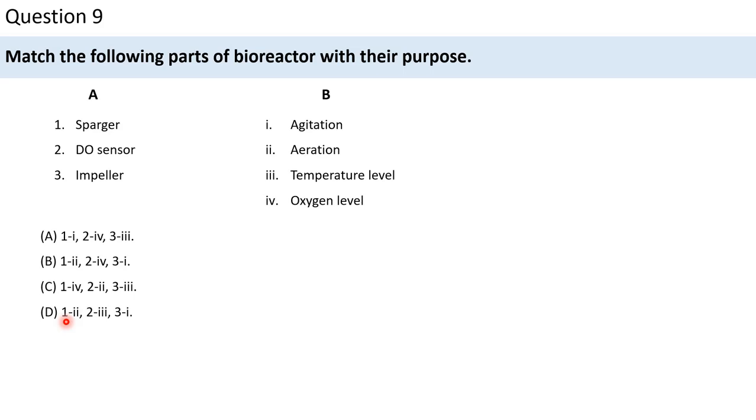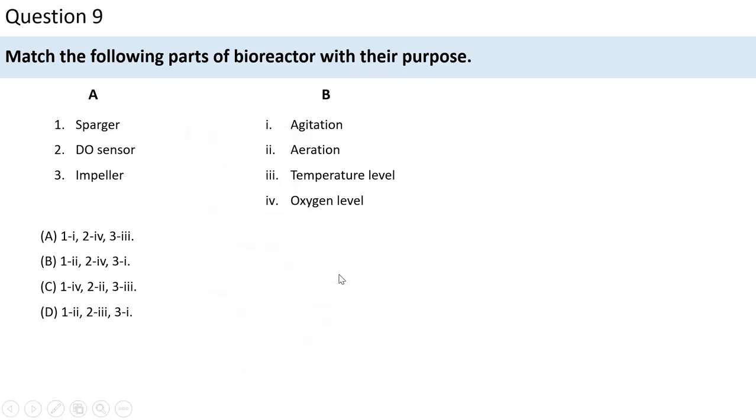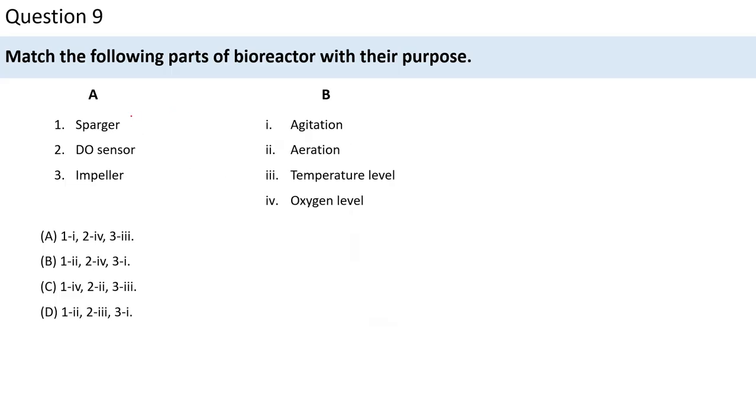Moving to question 9, match the following parts of bioreactors with their purpose. Okay, sparger, as we have already seen, is mainly used in airlift bioreactors for both reasons: aeration as well as agitation. So we can just see that, just a minute. It can be used for both purposes, aeration as well as agitation. So as of now, we'll just see it.